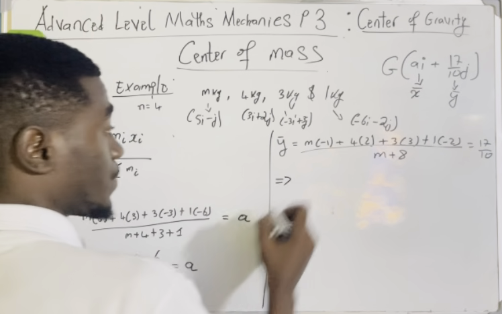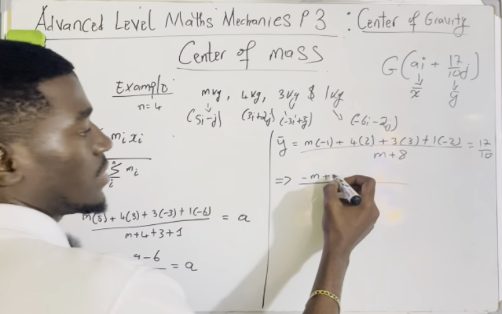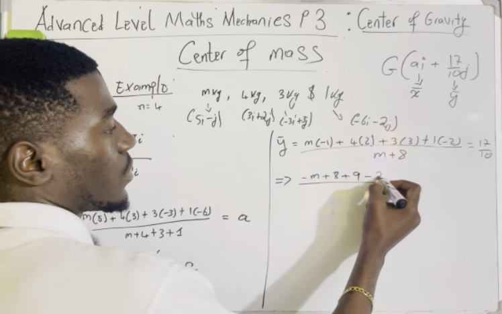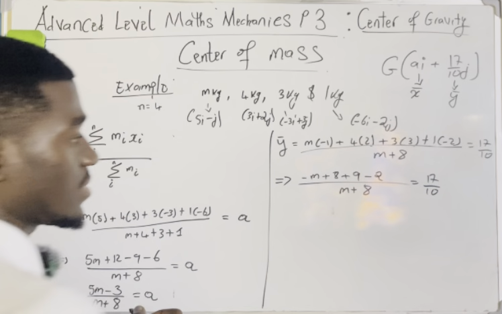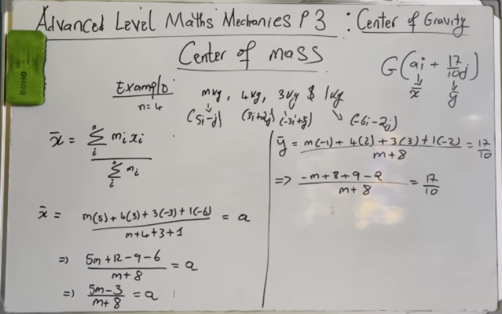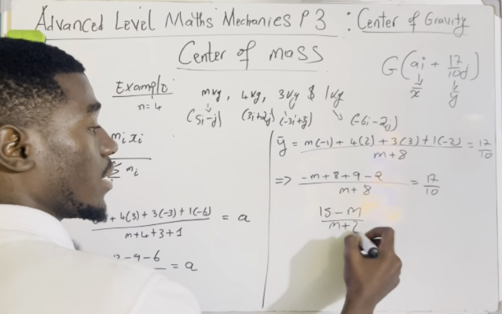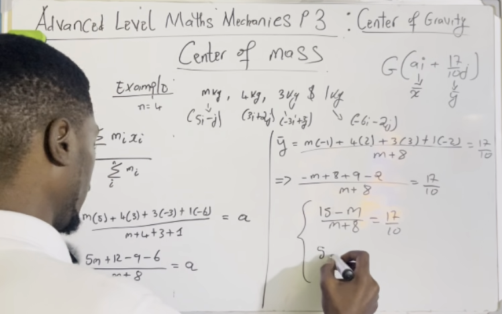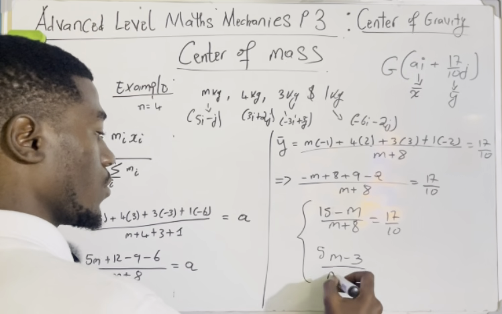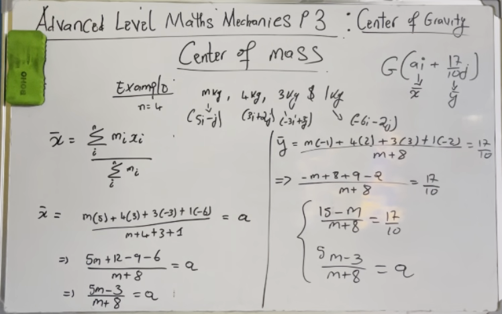So this implies I will have -m plus 4 times 2 is how many? 8 plus 9 minus 2 all over m plus 8 should be equal to 17 all over 10. As easy as that. Okay, now I will have 15 minus m all over m plus 8 is the same as 17 all over 10. So I'm having these two equations with two unknowns. I should go and find for m and A.